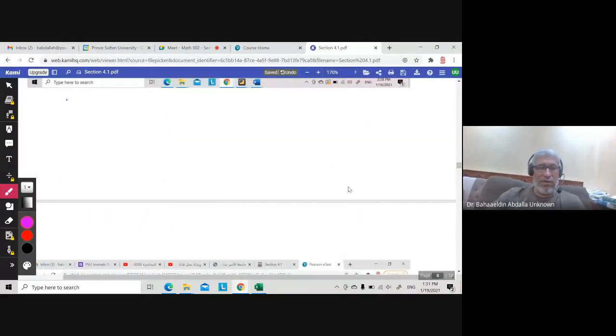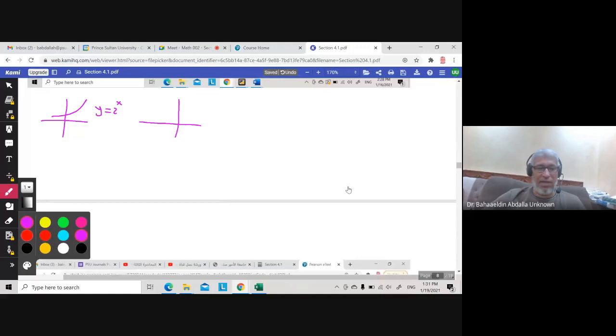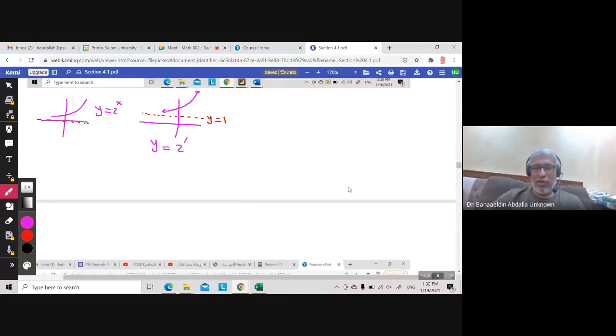This is the graph of 2 to the power x. Now, this line is the horizontal asymptote. If you take the graph 1 unit up, the horizontal asymptote would be y equals 1, and the graph would be like this. And here, this is the function y equals 2 to the power x plus 1. So we are shifting this graph 1 unit up.